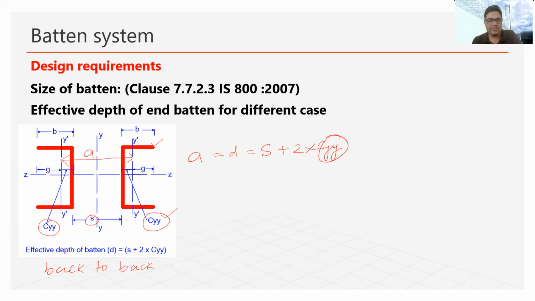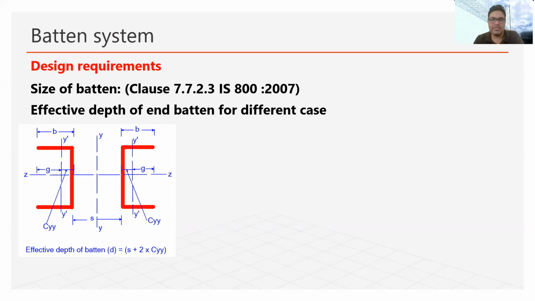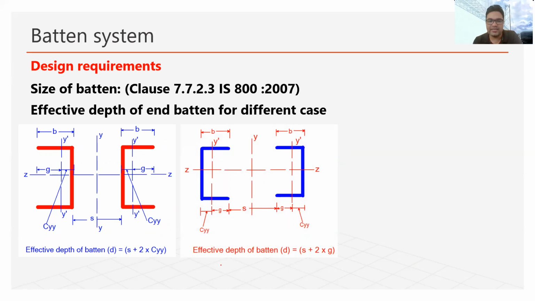Now in the second case, the channels are placed face to face. So in that case, again, we have to find out this distance. But how do we find out that? In that case, D will be equal to S plus 2G. In this case, you can see CYY is excluded, and this distance is G, which is the gauge length. We call it gauge length, and we represent this by G. So in this case, D will be equal to S plus 2 into G.